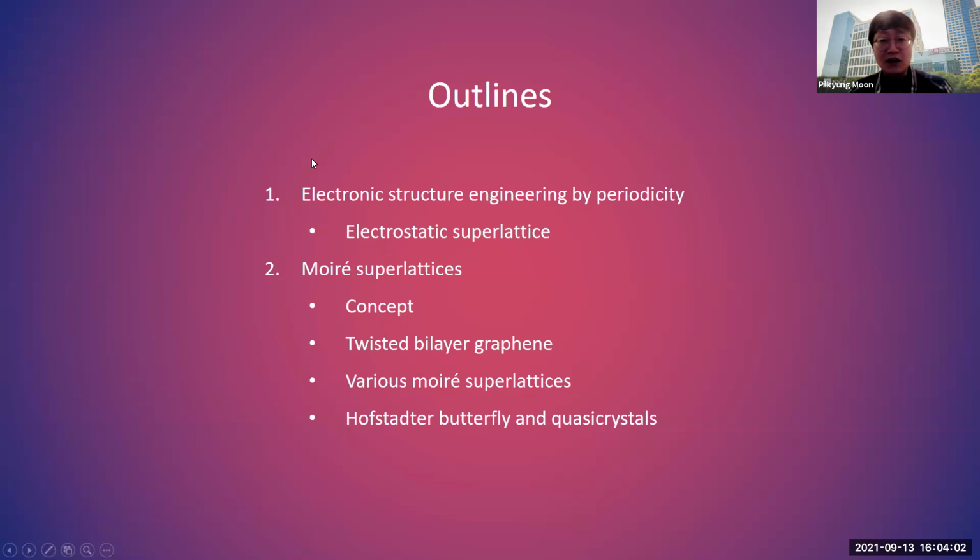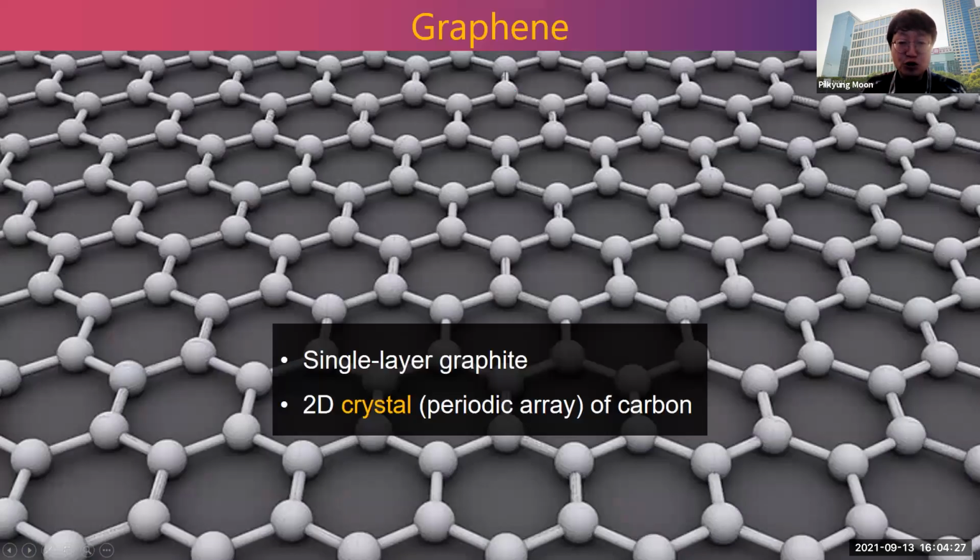In the first part, I'll very briefly introduce the electronic structure engineering by using periodicity, in addition to the electrostatic superlattice. Then I will move to Moire Superlattices, the concept and the various Moire Superlattices. Okay, so graphene is a single layer of graphene. It is a two-dimensional crystal of carbon atoms.